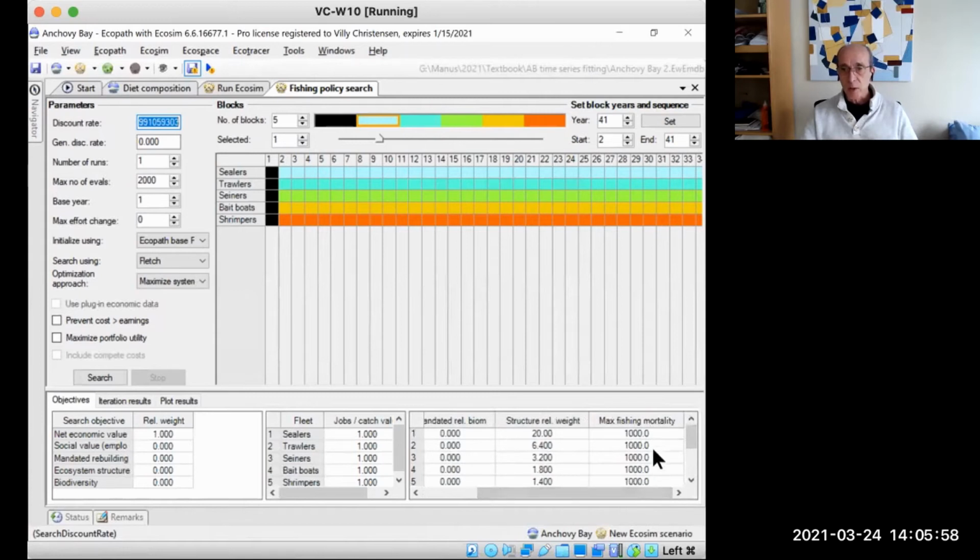There's one constraint here, maximum fishing mortality. You can avoid fishing mortalities going too high by saying, well, the most we can allow for cod would be a fishing mortality of 0.5, and it would not go over that. So that's how it works with the objective function.